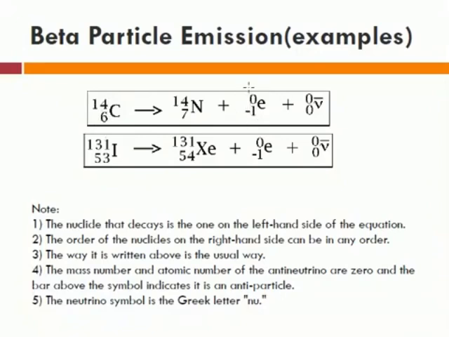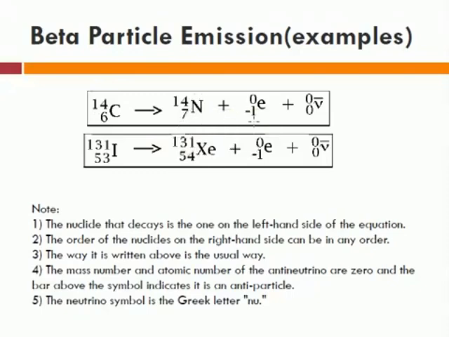So write first the beta particle here, and here is the anti-neutrino. For the anti-neutrino, the atomic number and the mass number are 0, 0. So the mass number is still the same, 14. It doesn't change from the reactant side to the product side.